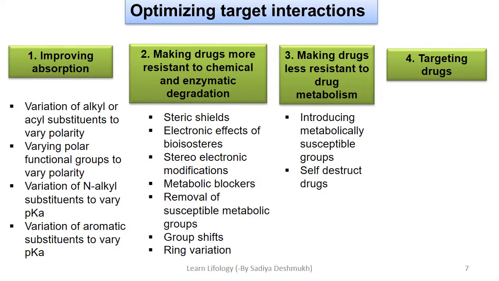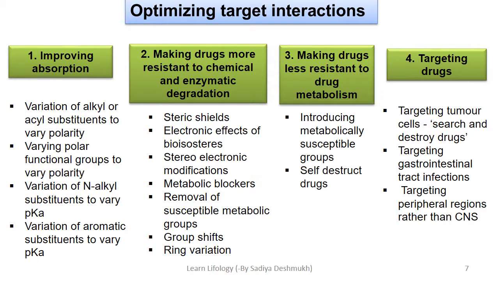Then to make the drug less resistant to metabolism, we can introduce metabolically susceptible groups and self-destructive drugs. Then last one, that is targeting the drugs. If you are talking about tumor cells, we can consider the search and destroy type of drugs. Now we have developed drug delivery systems. There we can use the targeting to a particular site, like we can use liposomes, and a number of things are there in the developed drugs, which we are going to see in the next video.